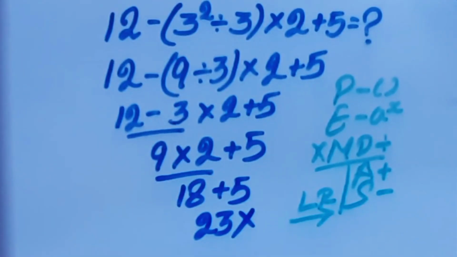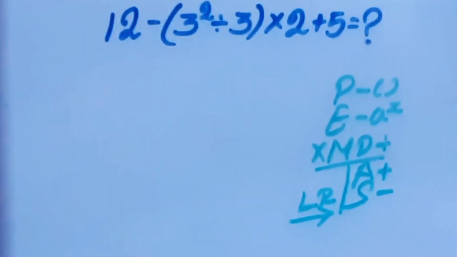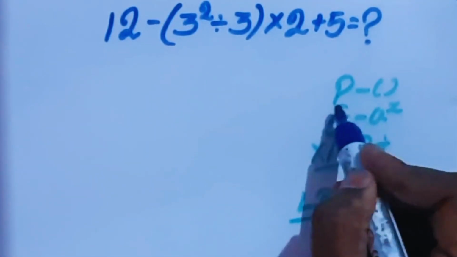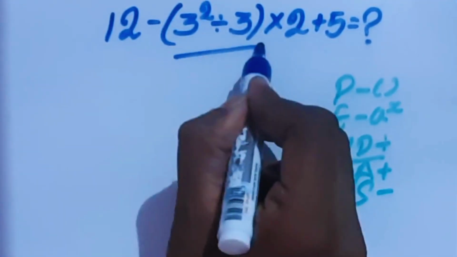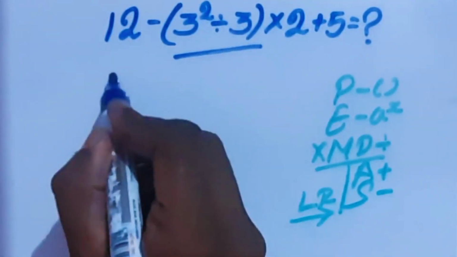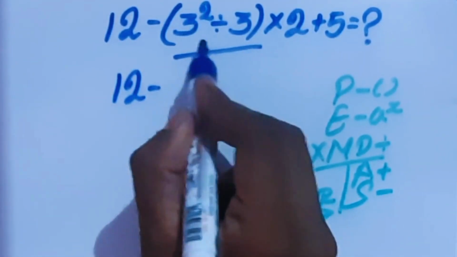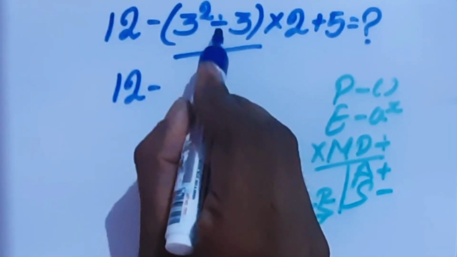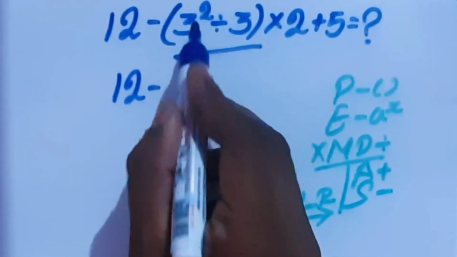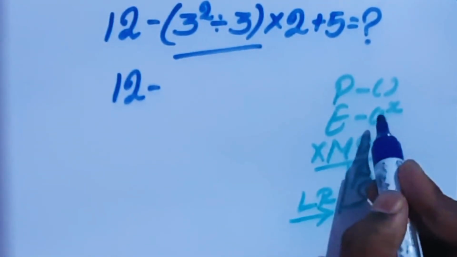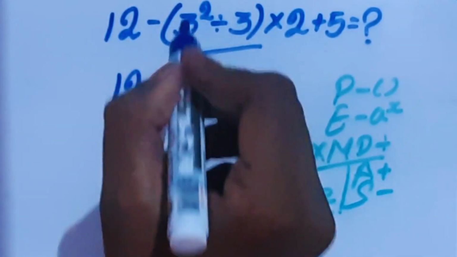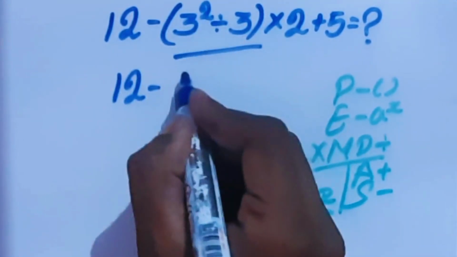Now we are going to solve this problem in the correct way by using the order of operations PEMDAS. As per PEMDAS, the bracket is higher priority. We have to do this bracket before any other operation. Here 12 minus, inside the bracket we have two operations: one is exponent and the other is division. The exponent is higher priority than the division, so we have to do this exponent before the division.